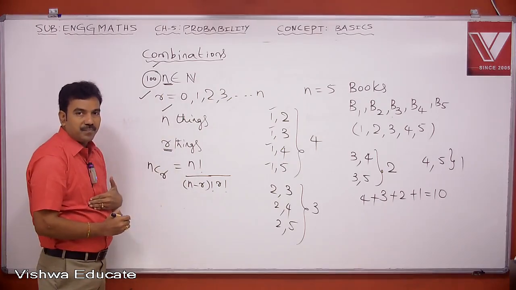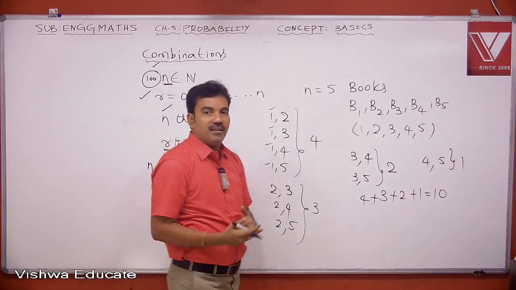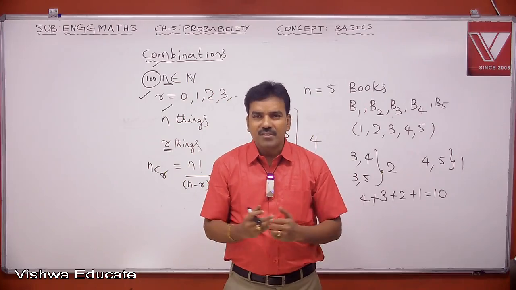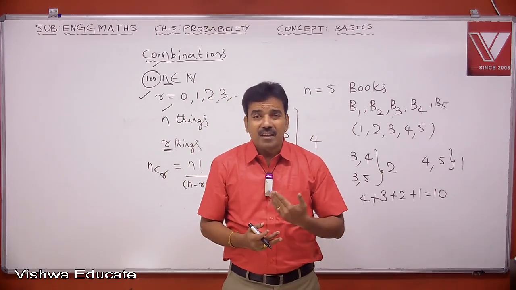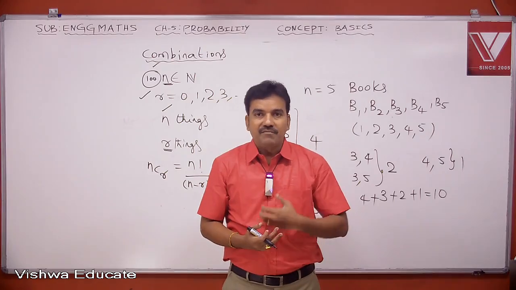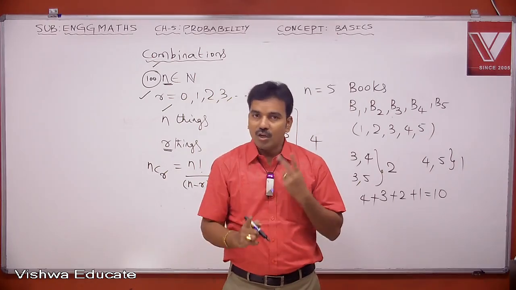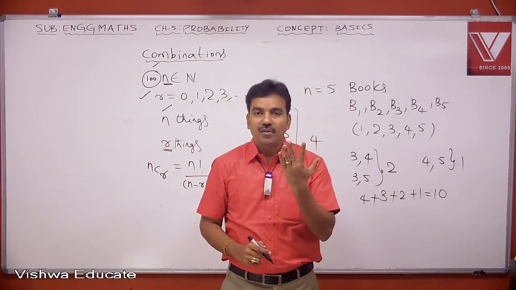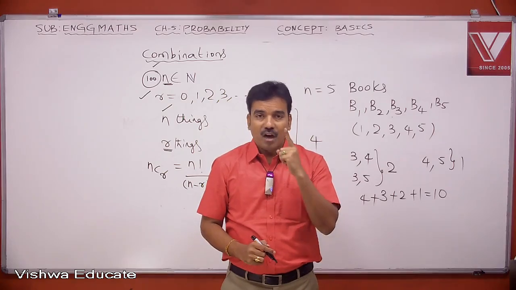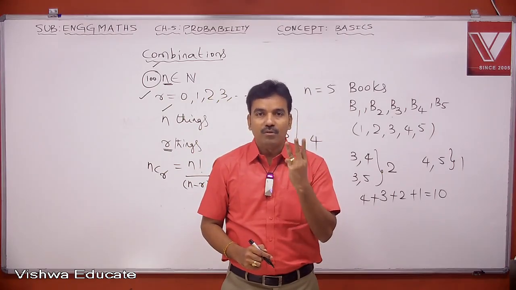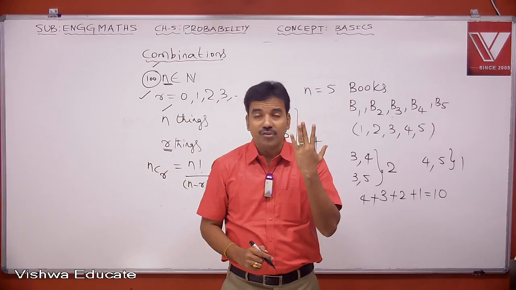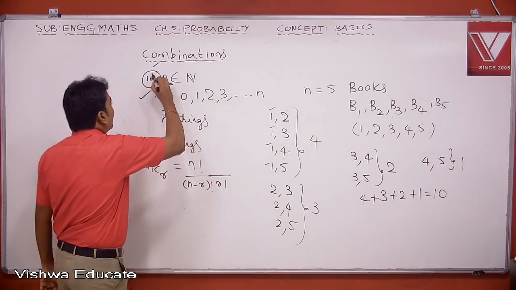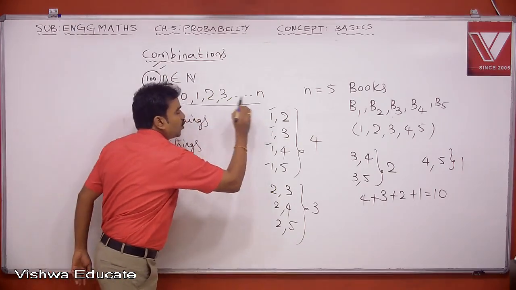I have 5 books. So you may ask me, sir, can you give me some number of books which you have? Then if I am not interested, I may not give you any book. That means indirectly I am giving 0 books. If I wish, I may give only 1 book or 2 books or 3 or 4 or maximum 5. Therefore, r value ranges from 0 to 5. Similarly, if I take general value of n, r ranges from 0 to n.